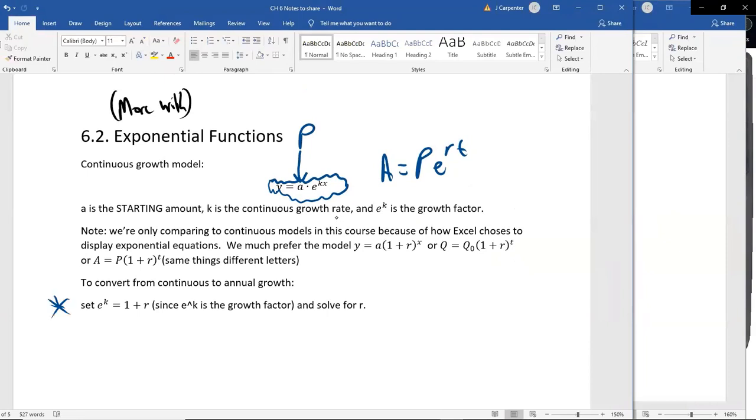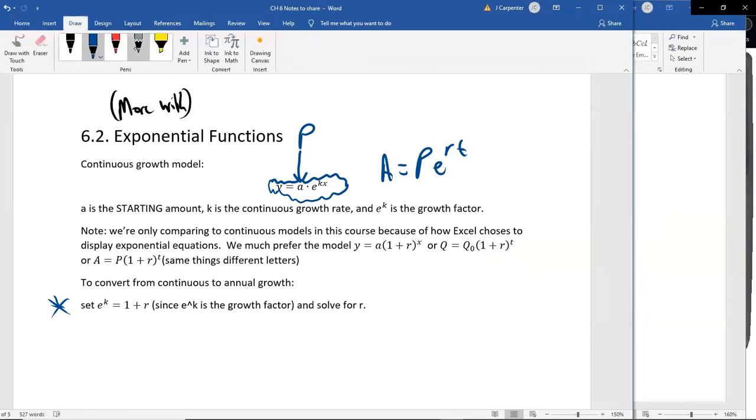But let's start identifying what these things are. A is the starting amount, which I called P previously for principal. K is the, now this is very specific, continuous growth rate. R, as a reminder, previously we called the annual growth rate, the annual percent rate. So in this model, this R really should be a K if you want to use those letters the same way. But if I were going to have you plug and chug numbers in, the value of R I give you would be the K, but that's not going to be the case for us. So don't let that confuse you.